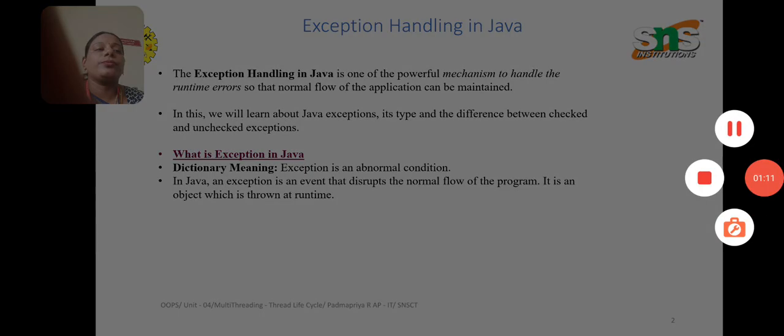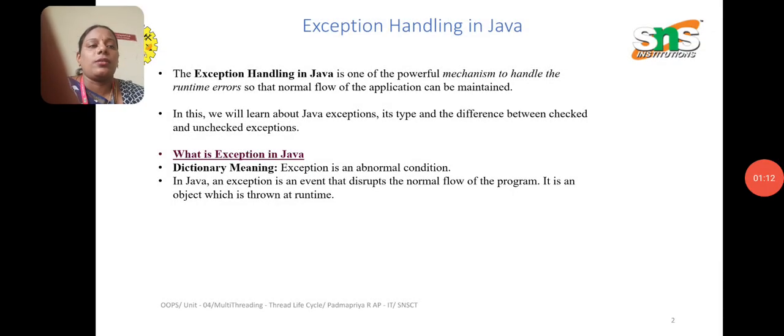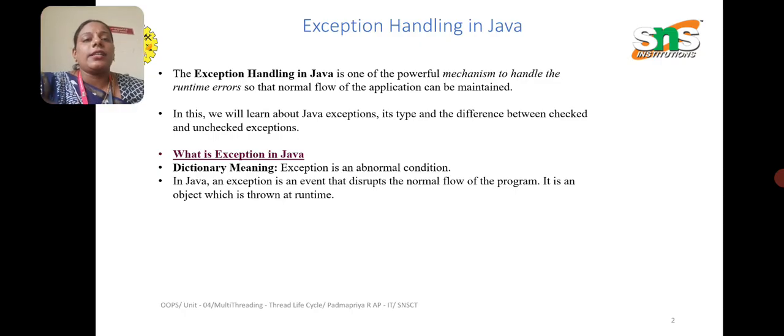So, exception handling in Java. Exception handling in Java is one of the powerful mechanisms to handle runtime errors so that the normal flow of the application can be maintained. In this, we will learn about Java exceptions, its types, and the difference between checked and unchecked exceptions.